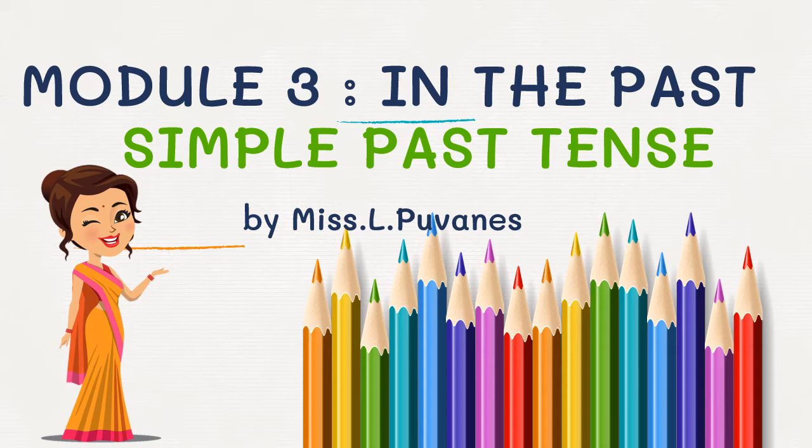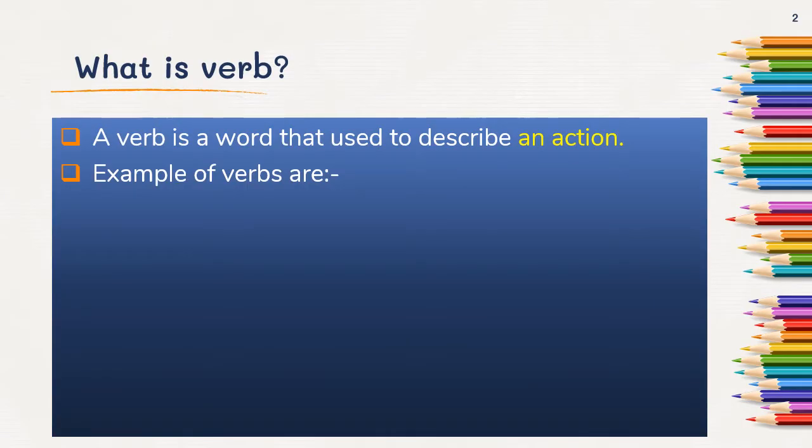So today we are going to learn about simple past tense under module 3 in the past. Now, before we start learning about what simple past tense is, let's look at what is verb first. A verb is a word that is used to describe an action.